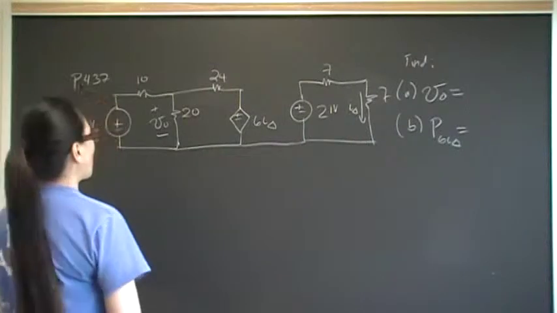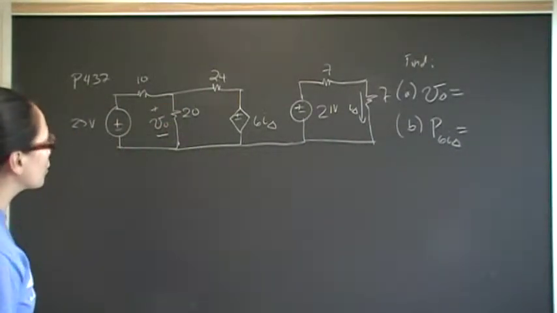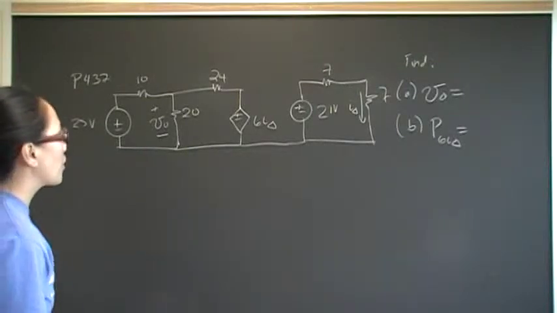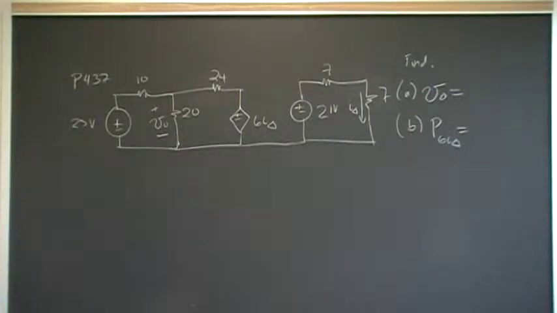So we're looking for the voltage drop across the 20 ohm resistor. And we're also looking for the power either dissipated or absorbed by this dependent voltage source. Okay, so let's get started. We're going to use mesh to solve this problem.